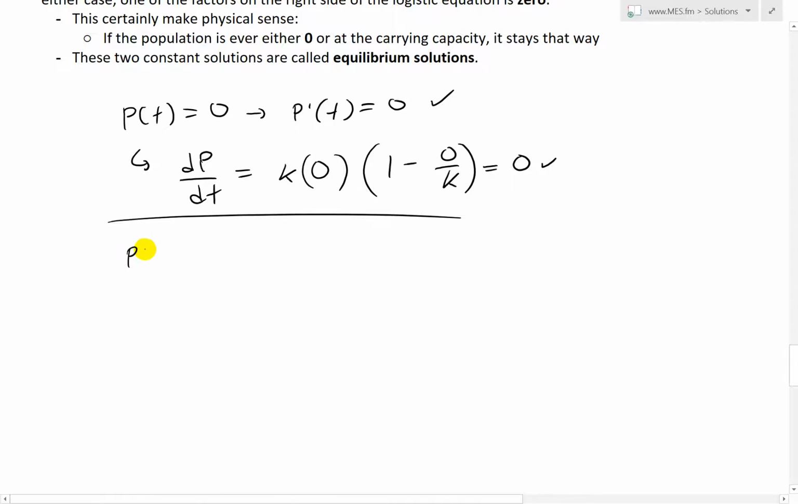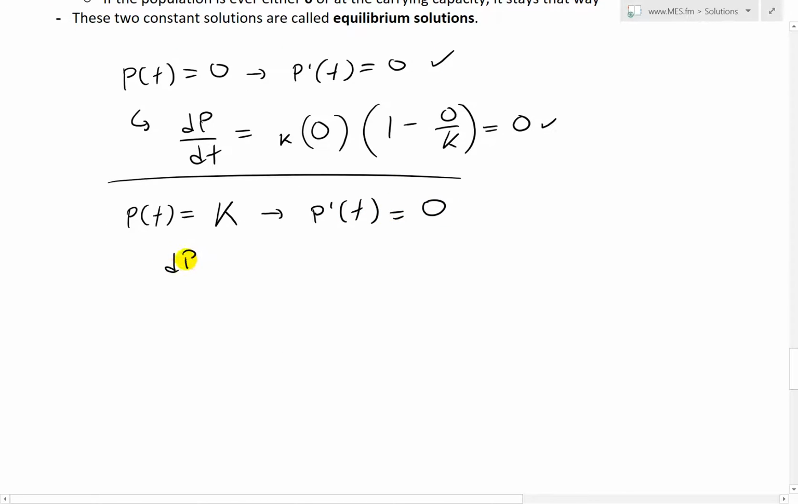Now if we look at the second one, if P of t is equal to K, capital K, this is again small k, capital K, what we end up having is that the derivative of the constant P of t equals K is 0 as well. And similarly dP over dt is equal to k P times 1 minus K over K, which just goes to 0. This is 1 minus 1, which equals 0. So we have 0, 0, and it fits. Basically the derivative of this is equal to the right side of this differential equation.